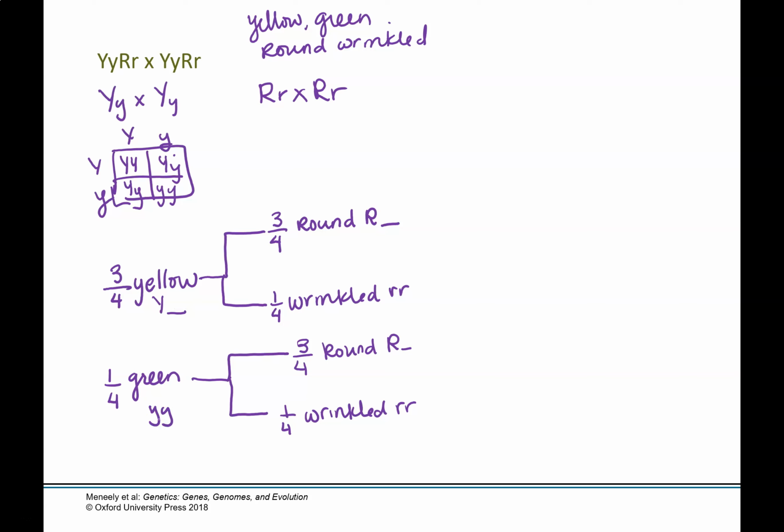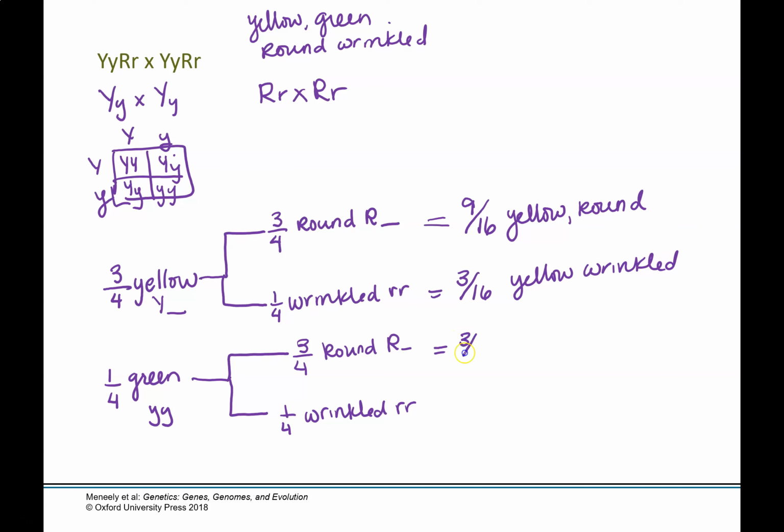So if we calculate these phenotypes, we just multiply them out. We get 9 out of 16 chance of yellow and round, 3 out of 16 chance of yellow and wrinkled, 3 out of 16 chance of green and round, and a 1/16 chance of green and wrinkled. And you can verify this with the Punnett square.